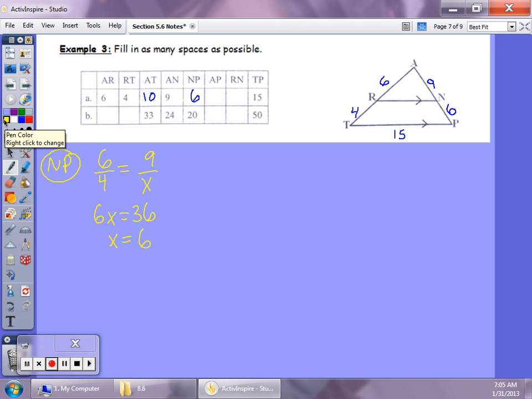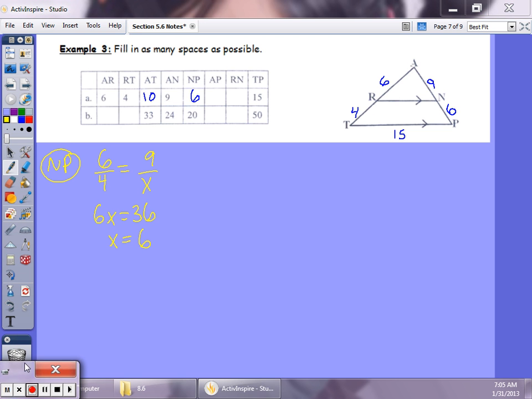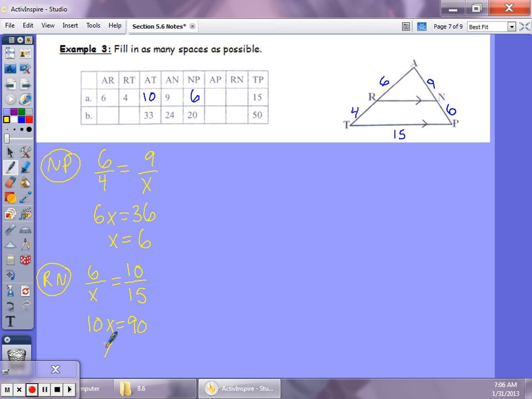Now we're going to go ahead and find the length of RN. So for RN, we can use the following proportion. We can take 6 over x, set that equal to 10 over 15. So if we cross multiply, we're going to get 10x equals 90. So x is going to equal 9. So now we know that RN is equal to 9.